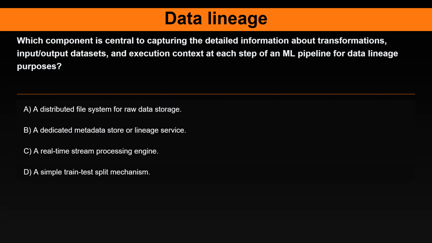Question 29. Which component is central to capturing the detailed information about transformations, input/output datasets, and execution context at each step of an ML pipeline for data lineage purposes? Option A, a distributed file system for raw data storage. Option B, a dedicated metadata store or lineage service. Option C, a real-time stream processing engine. Option D, a simple train-test-split mechanism.